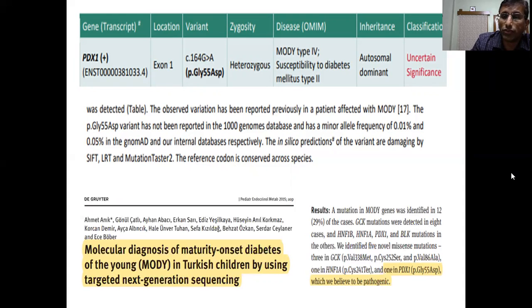In our case, even though it says uncertain significance, that was because it has not been found in the genomic database, and it has a minor allele frequency. But in silico predictions did show that it was damaging, and we believe this variant was significant in this child.